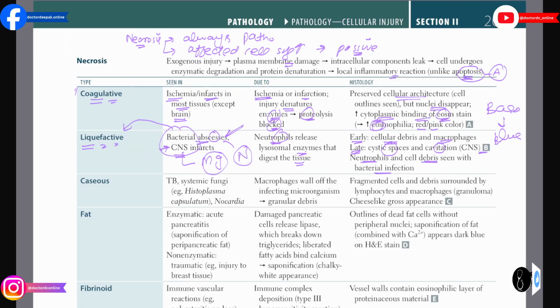And the neutrophils are the main players which will help the tissue to become liquefied. Neutrophils will release the enzymes. Those enzymes will go and digest the tissue. So that's all about the liquefactive necrosis.